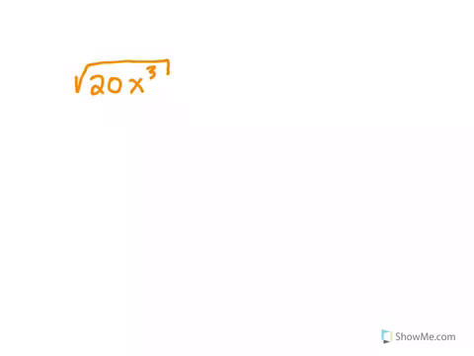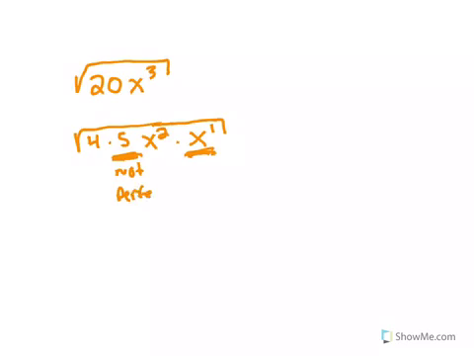So if I simplify my 20, I know that it's between 4 and 5. That gives me 20. And for the variables, it is x squared times 1x. That's the remainder. This is what's going to stay inside. They're not perfect.